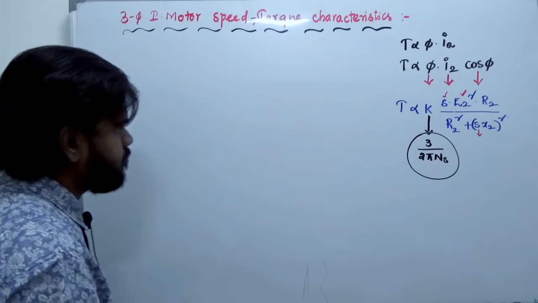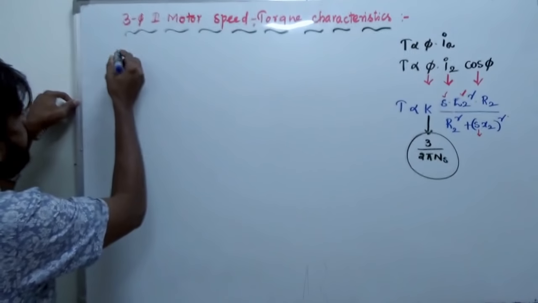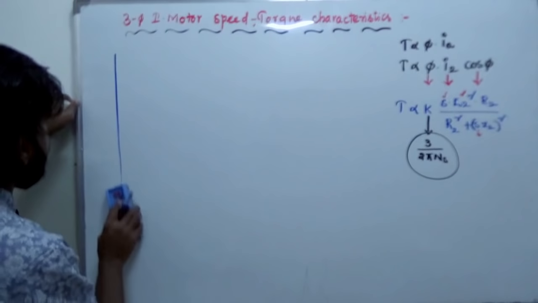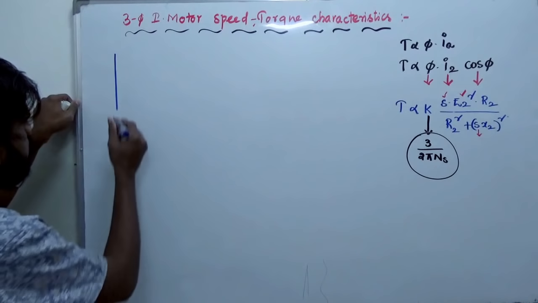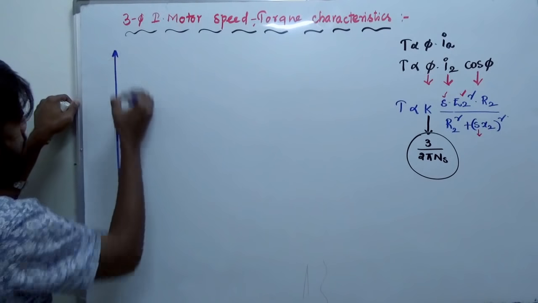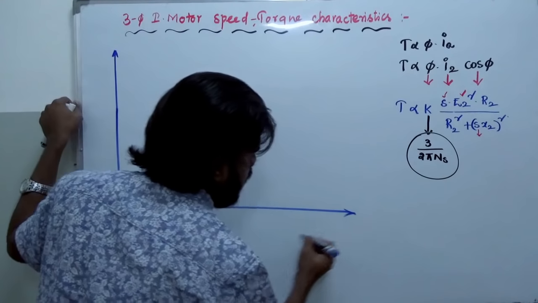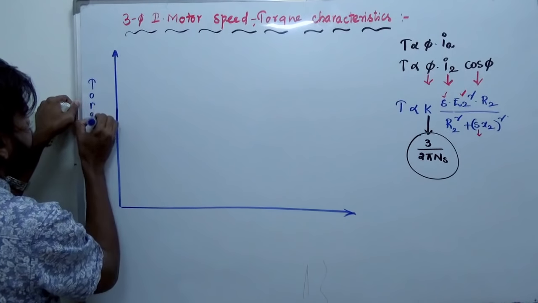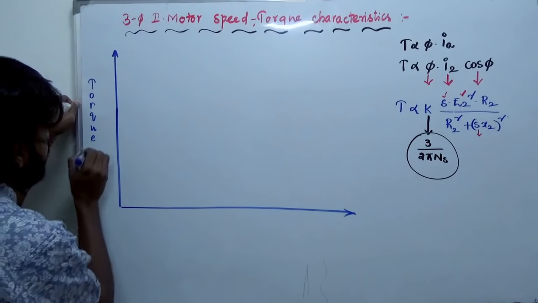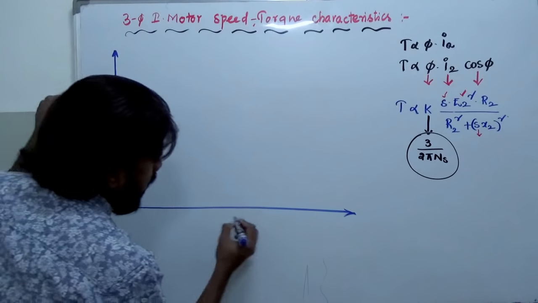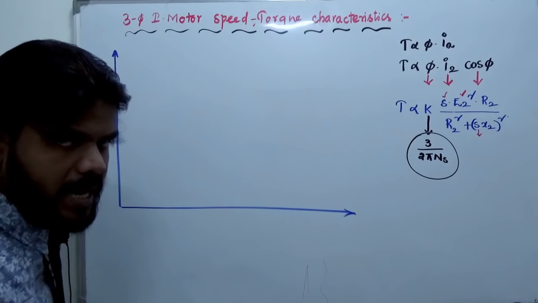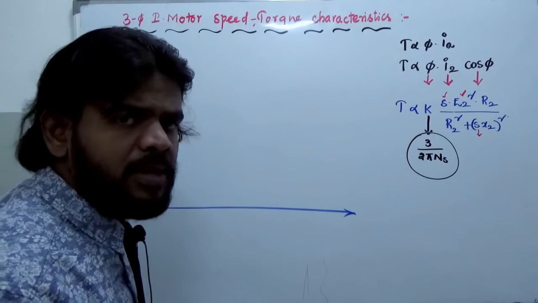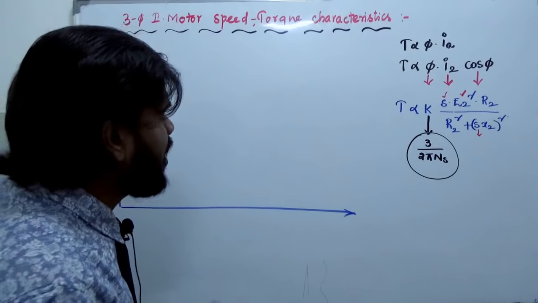Now, let me take the graph. I would take torque on the y-axis, and on the x-axis I need to spend some time. I would consider two parameters of the induction motor. What are the two parameters?